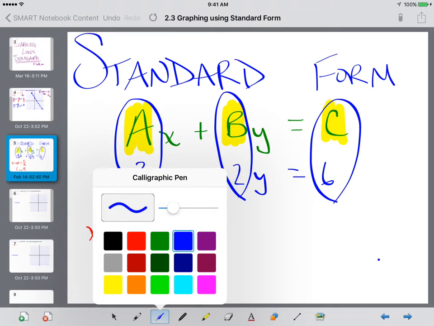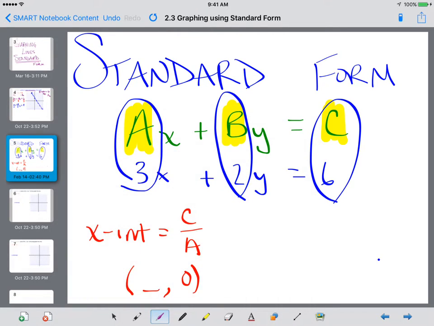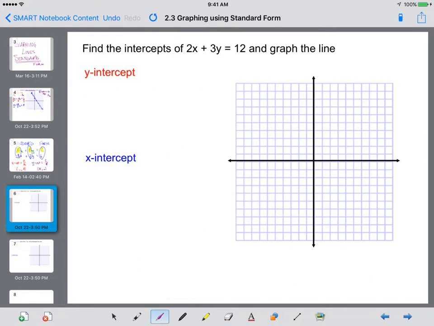To find the y-intercept, that is when we take C and divide it by B. And that would give us where the x value is 0 and the y value is some number. Let's take a peek at an example. So it says find the intercepts of 2x plus 3y equals 12 and then graph the line.